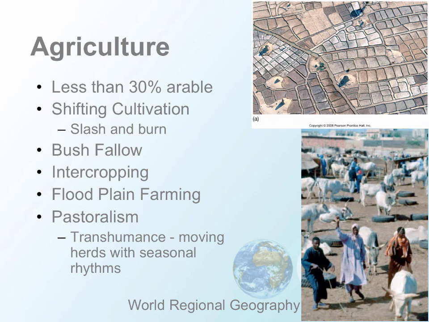Cultivation, because there's not much arable land, also moves around. So slash and burn basically refers to a practice of clearing agricultural land by burning whatever brush or forest is there. That puts nutrients in the soil in the short term, but it's only a short-term thing. That land can't sustain agriculture for a long period of time, and so people then have to move on.